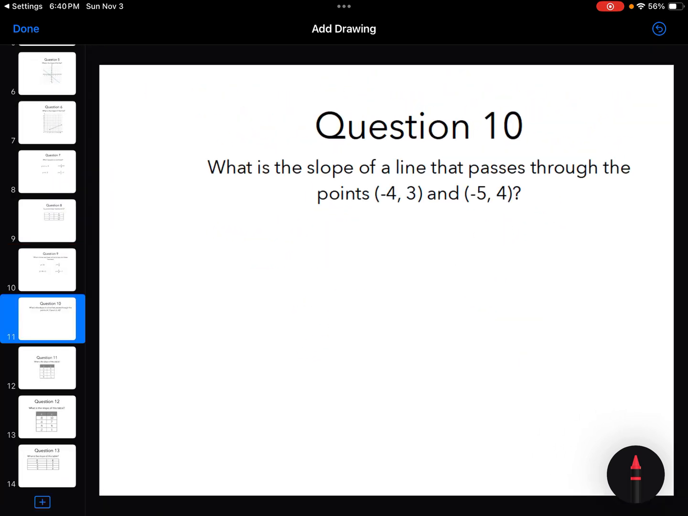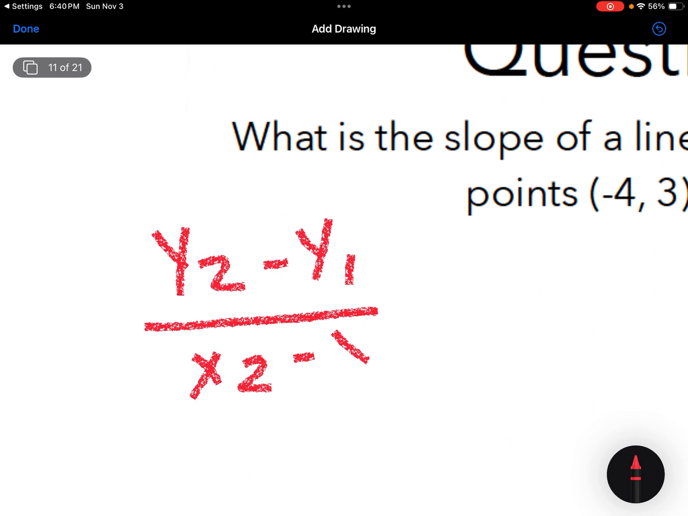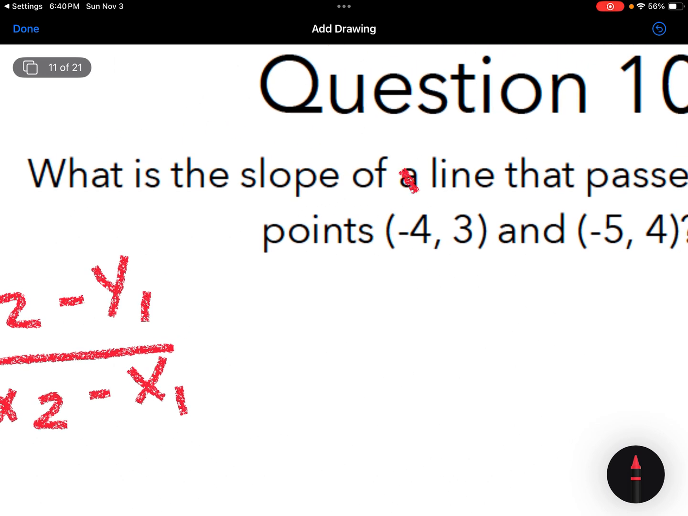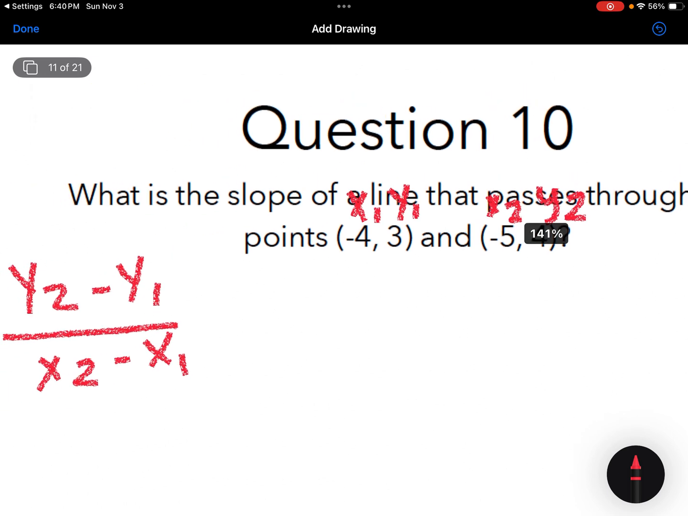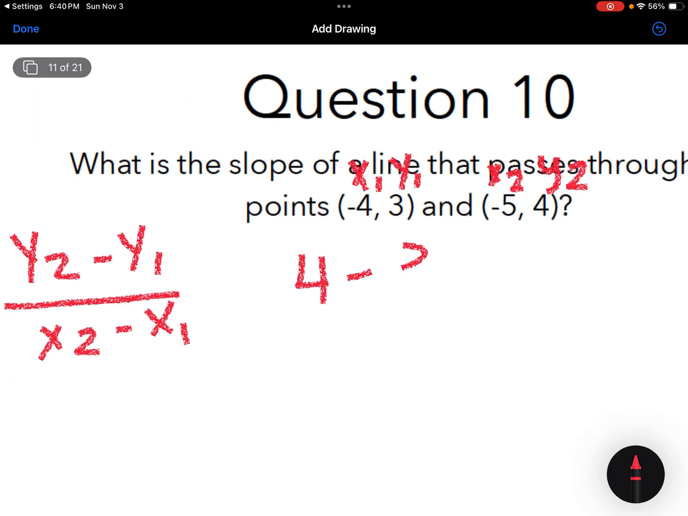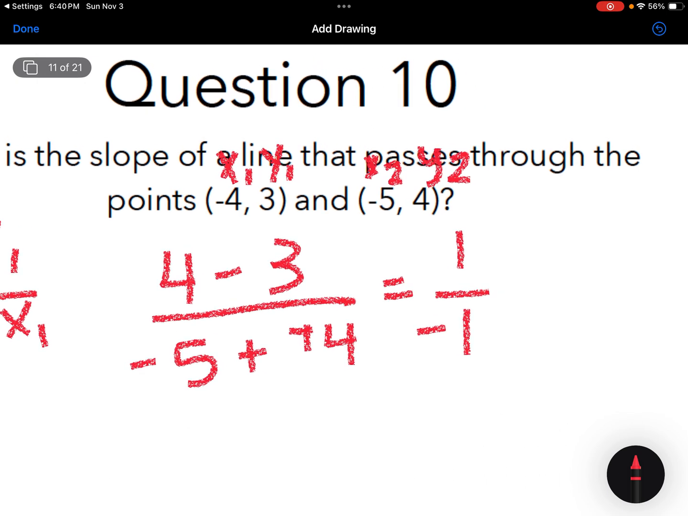All right, what's the slope of the line? We know we're doing y2 minus y1 divided by x2 minus x1. So that's x1, y1, x2, y2. We have 4 minus 3 divided by negative 5 minus negative 4. So that's going to be 1 over negative 1, which is going to give us a slope of negative 1.